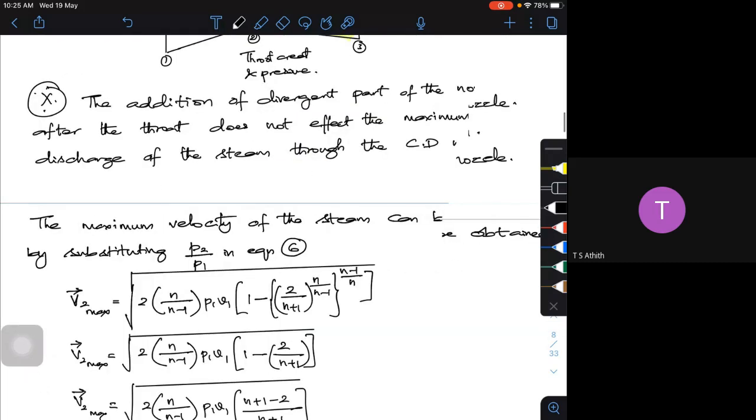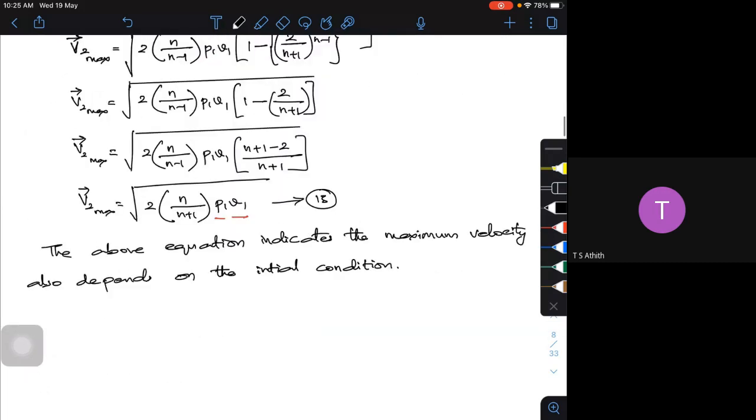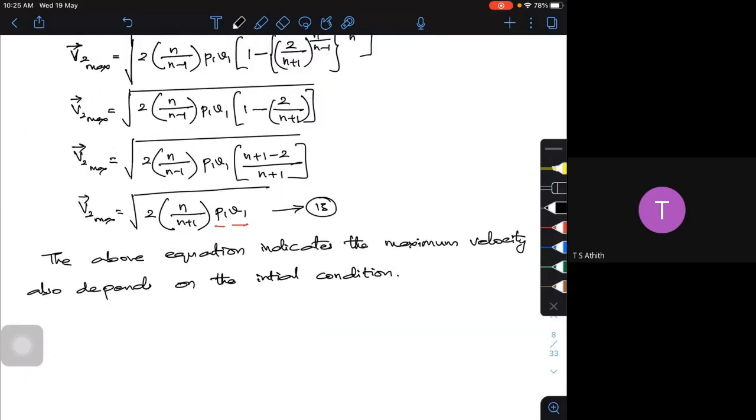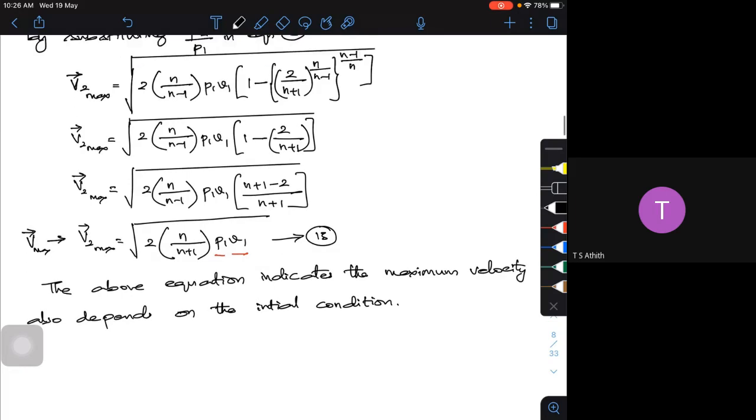Now, instead of calling this V2 max, I can call this V max. Instead of calling it V2 max, I can simply call this the maximum velocity for a CD nozzle. If it is a converging nozzle, it will happen at section 2-2. But for a CD nozzle, this particular equation, I can simply call it that, instead of V2 max, because it's not happening at 2-2.